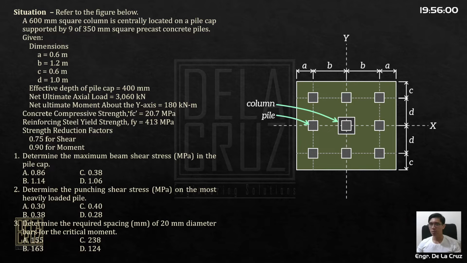Then ultimate moment about the y-axis. FC prime, Fy given, and the strength reduction factors. Alright, determine the maximum beam shear stress in the pile cap. Punching shear stress and the required spacing of 20 mm diameter bars for the critical moment.